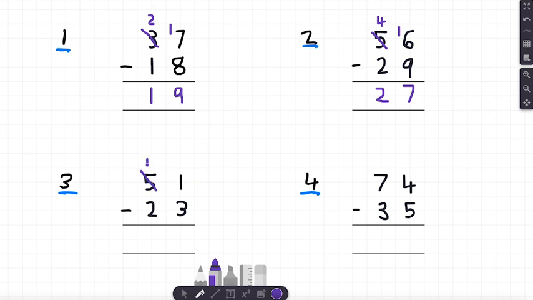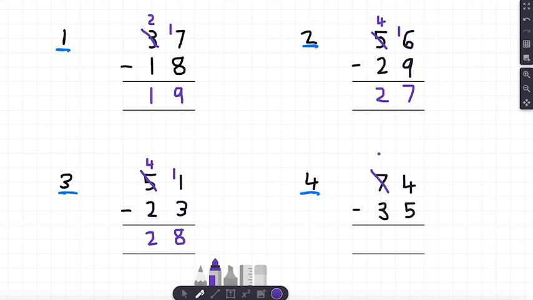Question number 3, 1 take away 3 we can't do. So we take a 10 from here. Now we've got 4 10s left there. This becomes 11 units now. 11 take away 3 is 8. 4 take away 2 is 2. The answer is 28.